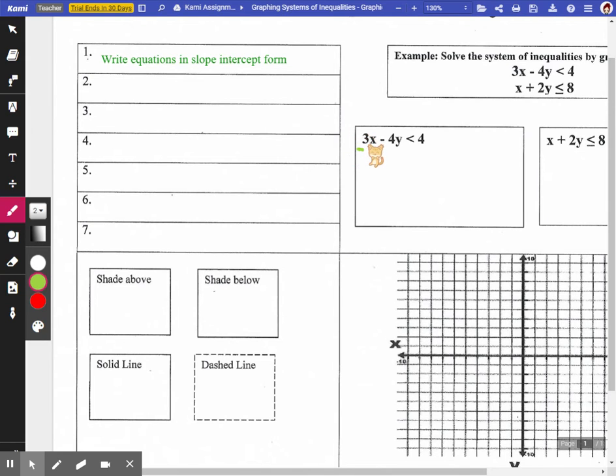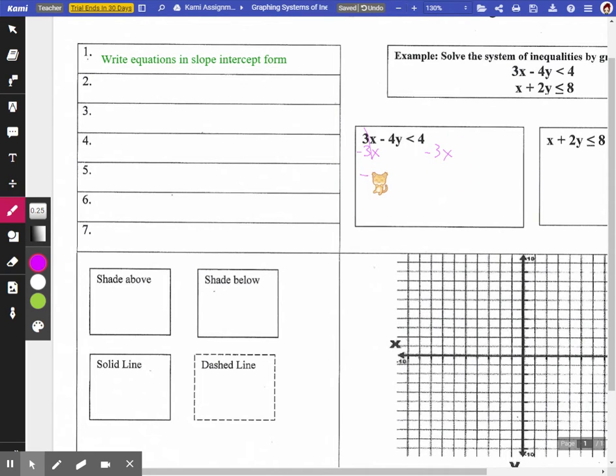So, I'm going to subtract a much smaller pen, and a much darker green. Let's just do purple. So I'm going to subtract 3x from both sides.